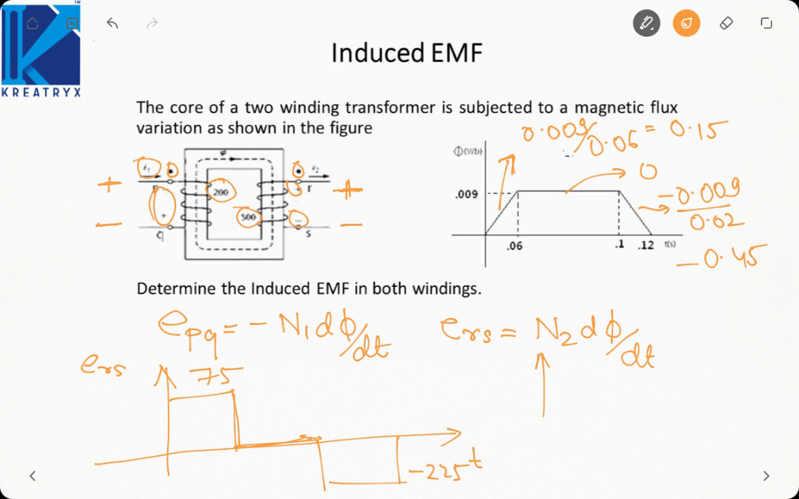What about EPQ? In EPQ, you will have to multiply by 200. But remember, there is a minus sign also. 200 into 0.15, that is equal to 30. But with a minus sign, it will be minus 30. Then it will go to 0. Then minus 0.45 into 200, minus 90. But due to the minus sign, it will be plus 90. So that is how you can calculate the induced EMF in primary and secondary. So first figure out the terminals, then apply N d phi by dt.